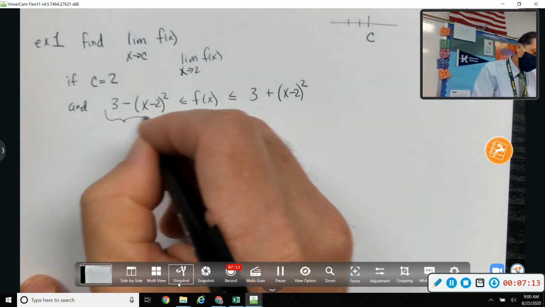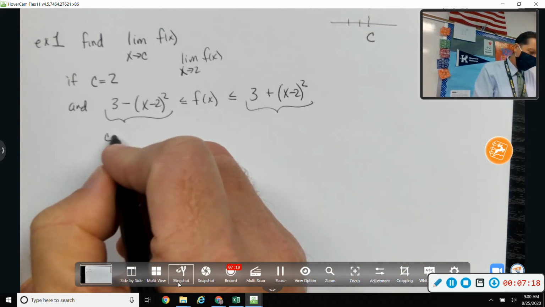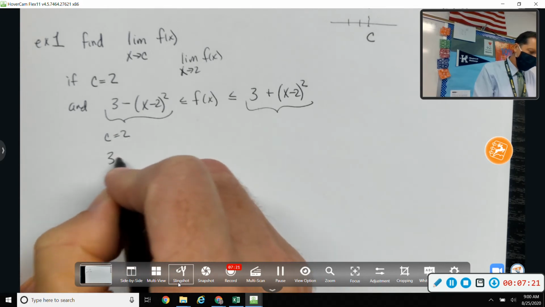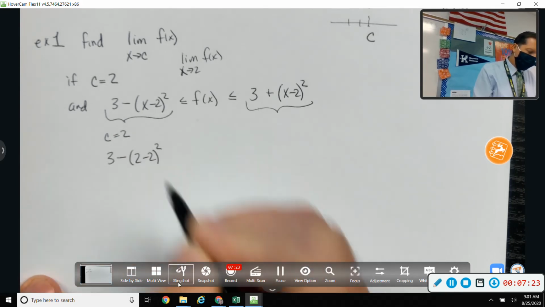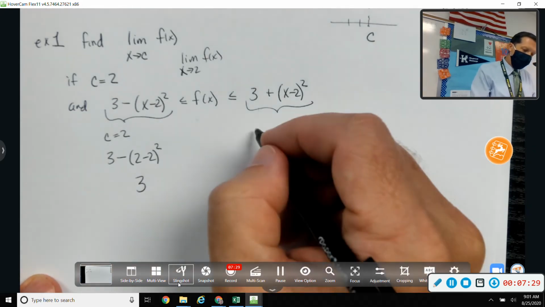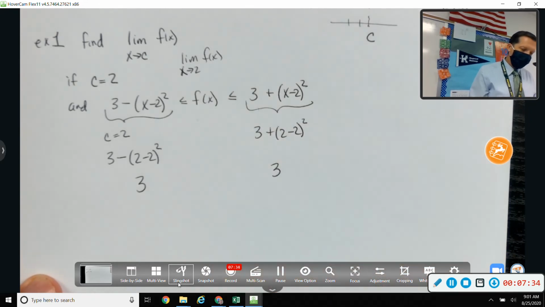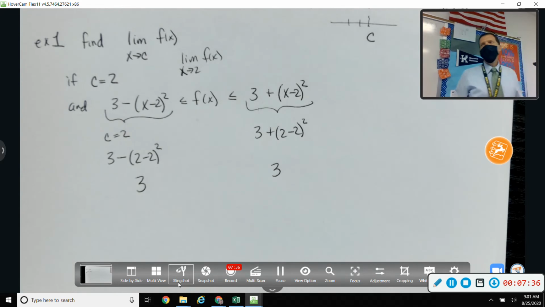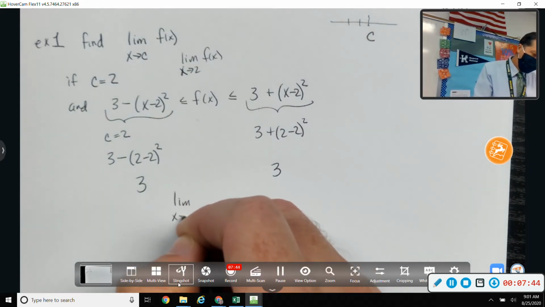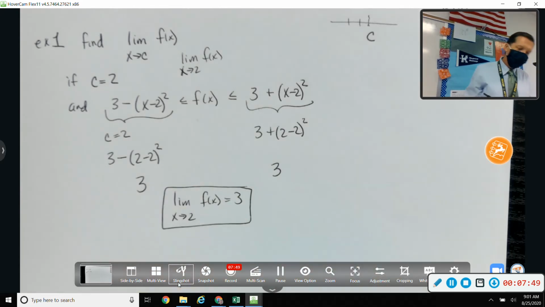So in order for this to work, let's see if these two things have the same limit. So if c equals 2, 3 minus 2 minus 2 squared, well, that would be 3. 3 plus 2 minus 2 squared, that would also be 3. Well, if I'm going to squeeze f of x in between 3 and 3, then I'm pretty sure the only place for f of x to go is 3.